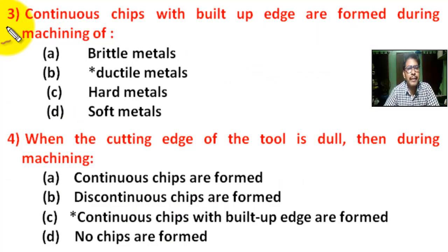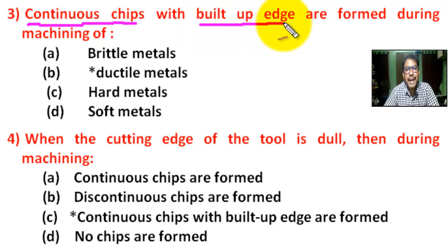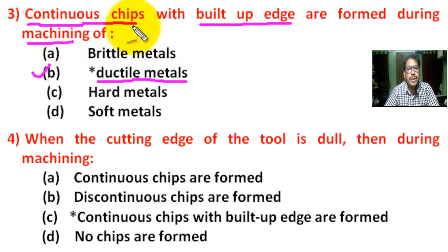Question number 3. Continuous chip with built-up edge are formed during machining of. There are 4 options. Correct answer is B. Continuous chip is formed during machining.